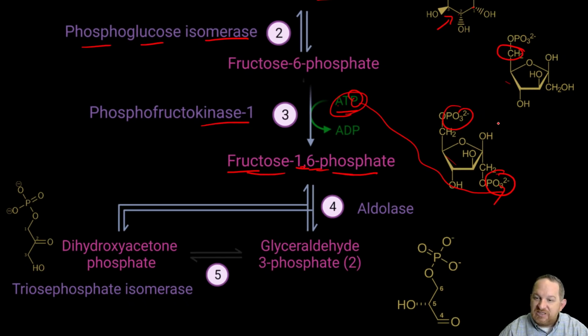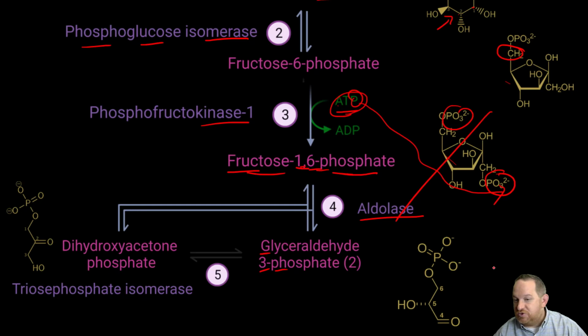So we take our 6-carbon sugar, and it gets split in half by aldolase, and we end up with 2 different sugars. We end up with G3P, glyceraldehyde 3-phosphate, which is right there. Notice the 1, 2, 3 carbons. We also end up with dihydroxyacetone phosphate. Notice 1, 2, 3 carbons.